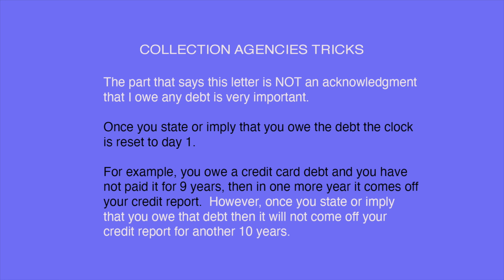The part that says this letter is not an acknowledgement that I owe any debt is very important. If you state or imply that you owe the debt, the clock resets to day 1. For example, if you owe a credit card debt and you have not paid it for 9 years, then in 1 more year it comes off your credit report. However, once you state or imply that you owe that debt, then it will not come off your credit report for another 10 years.